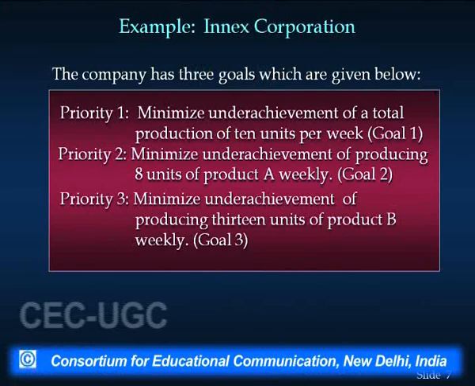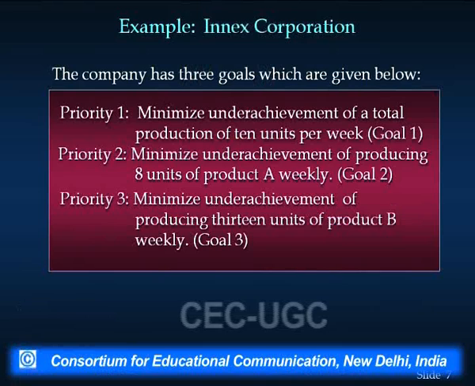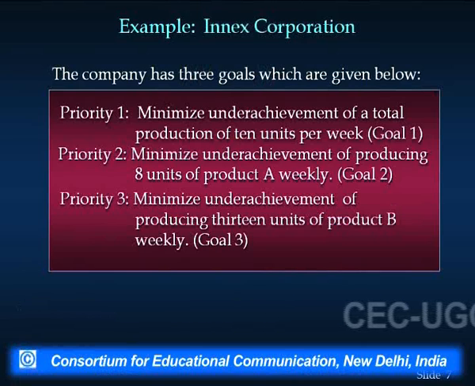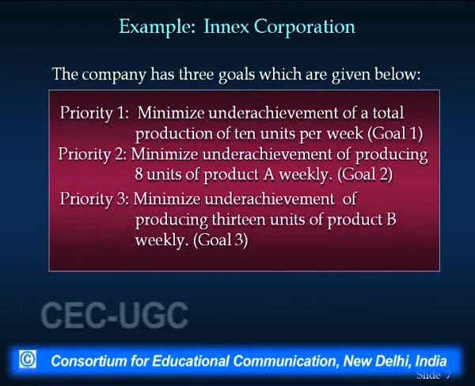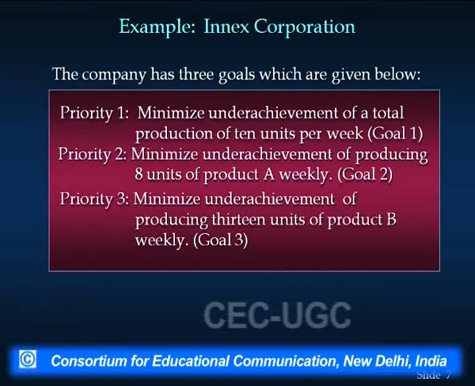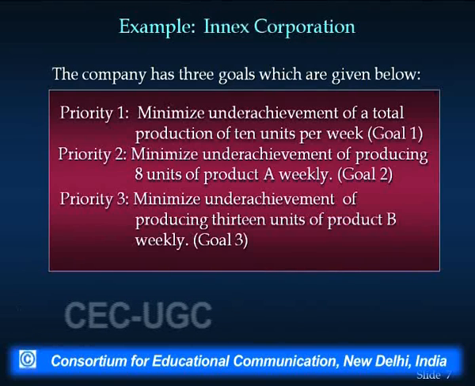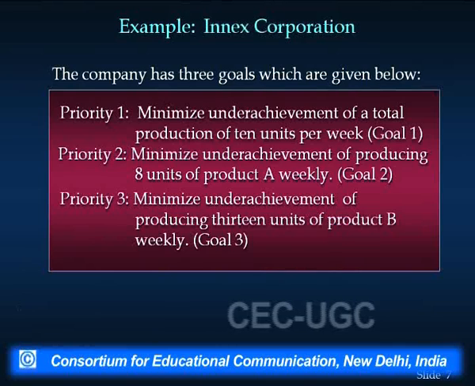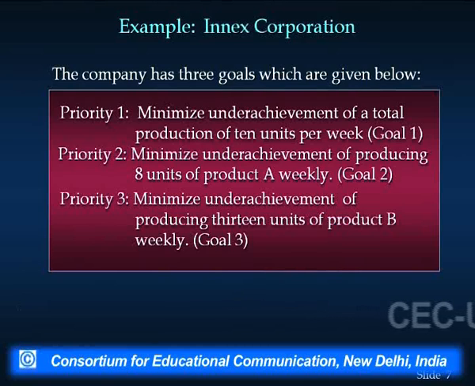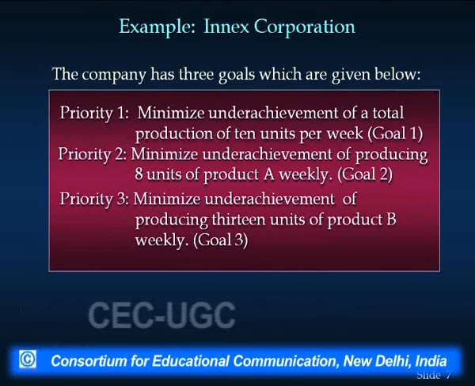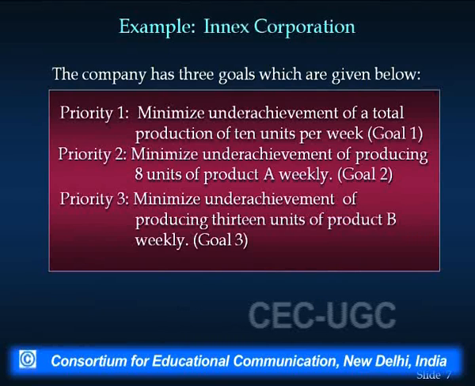Now, the company has 3 goals which are given below. Now we have to discuss the goal programming problem. Priority number 1, minimize underachievement of a total production of 10 units per week. This is goal number 1, priority number 1. The total production of the 2 products should be a minimum of 10 in number. Product 1, product 2, if we add them, the total should not be less than 10. This is priority number 1, goal number 1.